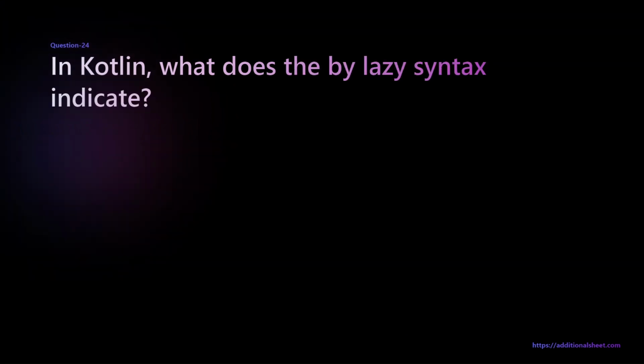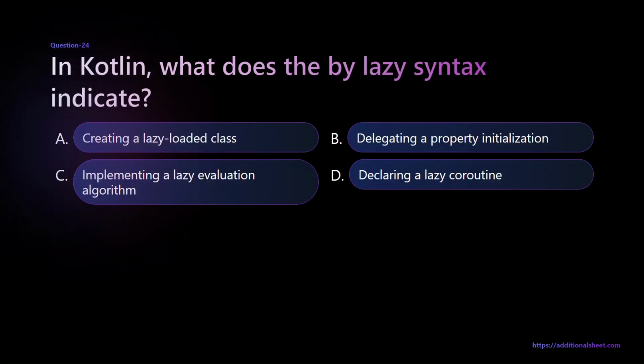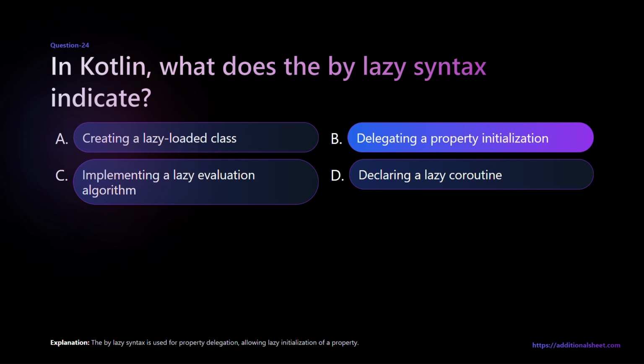In Kotlin, what does the by lazy syntax indicate? Option A, creating a lazy loaded class. Option B, delegating a property initialization. Option C, implementing a lazy evaluation algorithm. Option D, declaring a lazy coroutine. The correct answer is option B, delegating a property initialization.